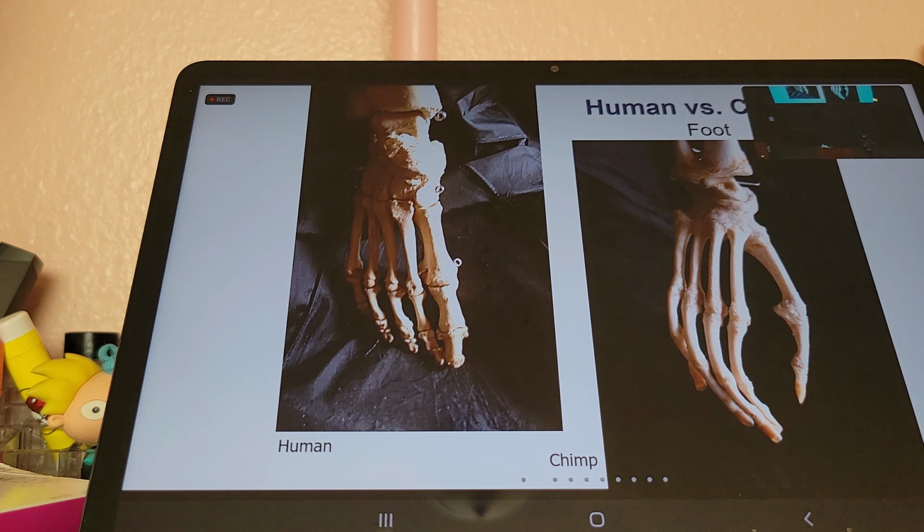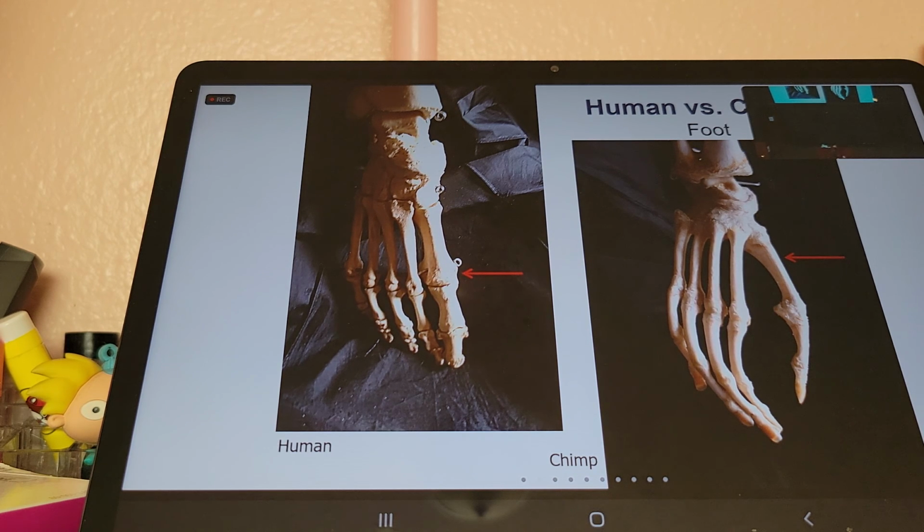And then we also have some distinct differences in the foot, right? Chimpanzees have a divergent first digit in the foot, just like they have in the hand. Whereas humans do not have a divergent first digit. Chimpanzees, gorillas, bonobos, other non-human primates have a grasping foot. A grasping foot, just like they have a grasping hand. Right? So their foot grasps like our hand does.